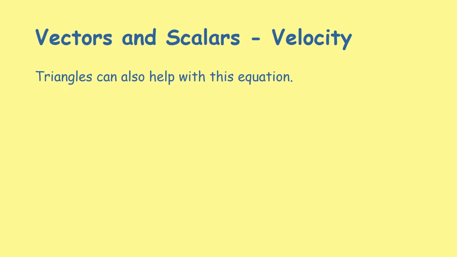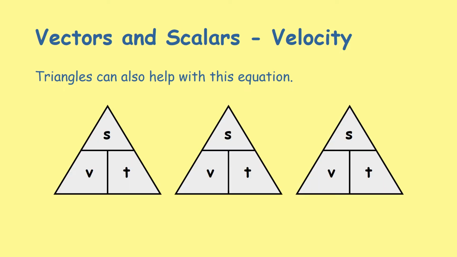Triangles can also help with this equation. If we want to work out the displacement, we would cover up the s and find out that displacement equals velocity times time. If we want to find out the velocity, we cover up the v and find out velocity equals displacement divided by time. And if we want to work out the time, we cover up the t and find that t equals displacement divided by velocity.